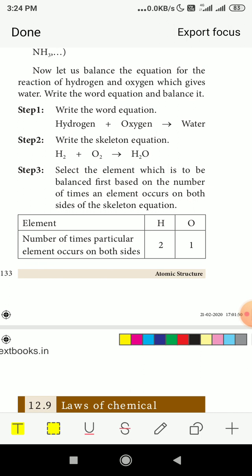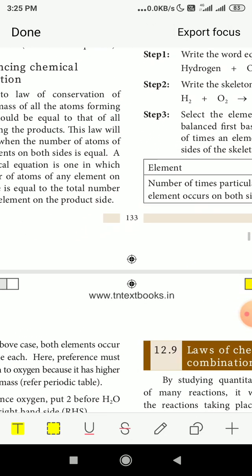Then select the element which is to be balanced first, based on the number of times an element occurs on both sides of the skeleton equation. On both sides, see how many times each element occurs. Hydrogen, H2, occurs 2 times, and oxygen occurs only 1 time.